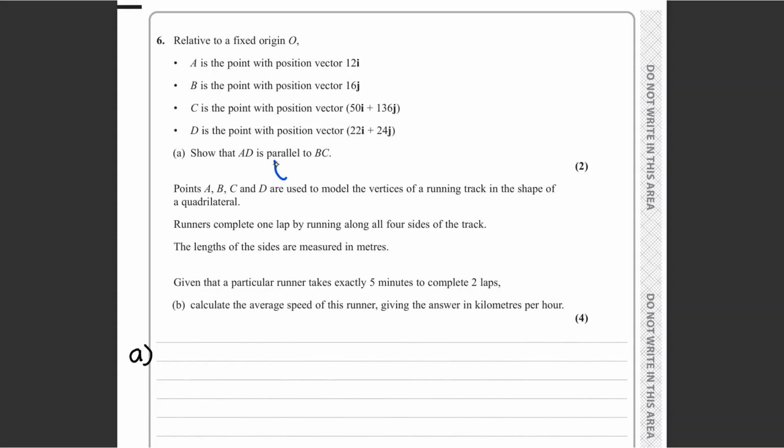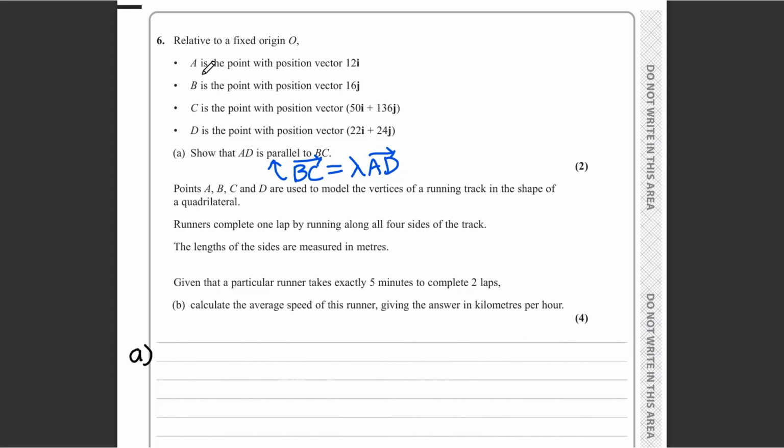In other words, we need to show that the vector BC is equal to some sort of scalar, which we'll call lambda, times AD, where lambda is a constant, so therefore AD is a multiple of BC. So in order to prove this here, we firstly need to find the vectors AD and BC. So let's start with the vector AD.